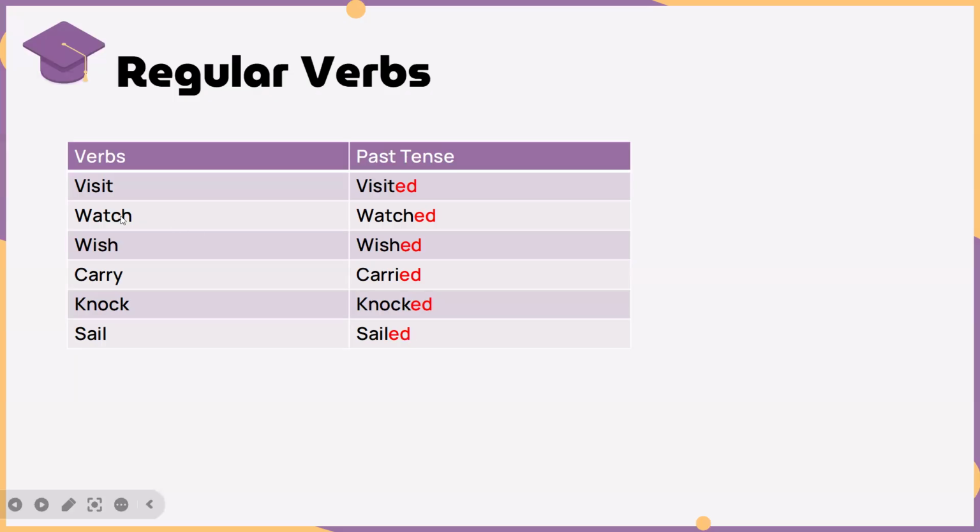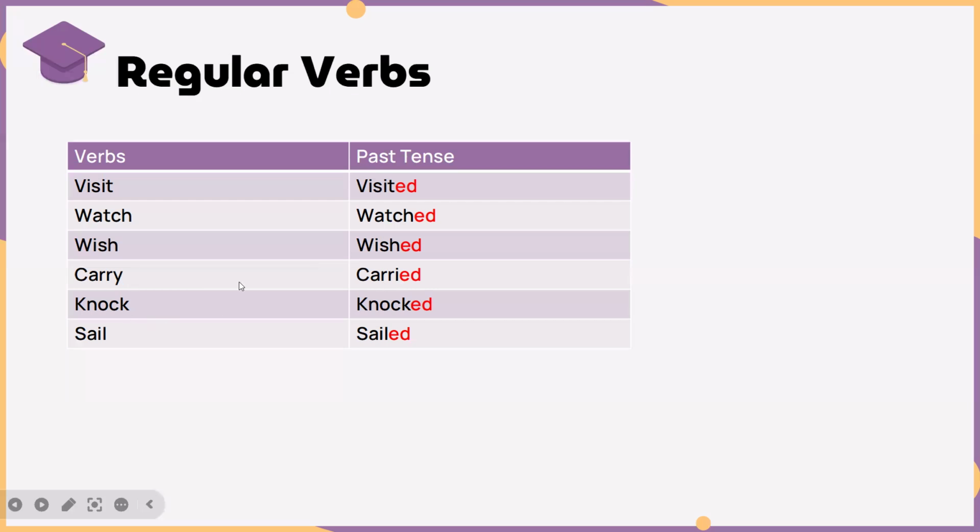Good. For the verbs ending in CH, we do the same. We add ed. So watch becomes watched. Okay, you hear that? I didn't say watched. I say watched. Okay, wish becomes wished. Okay, I didn't say wished. I say wished.